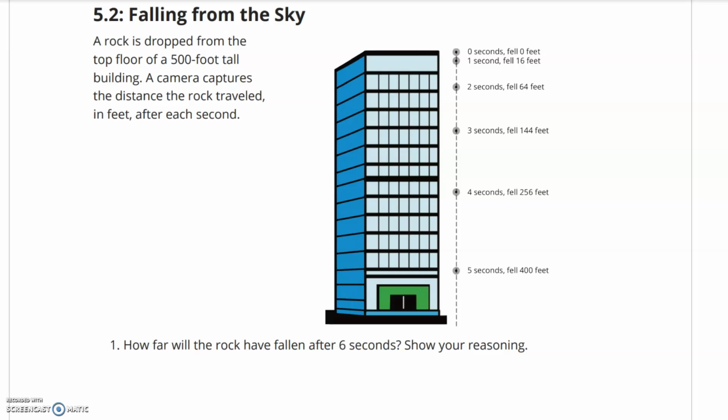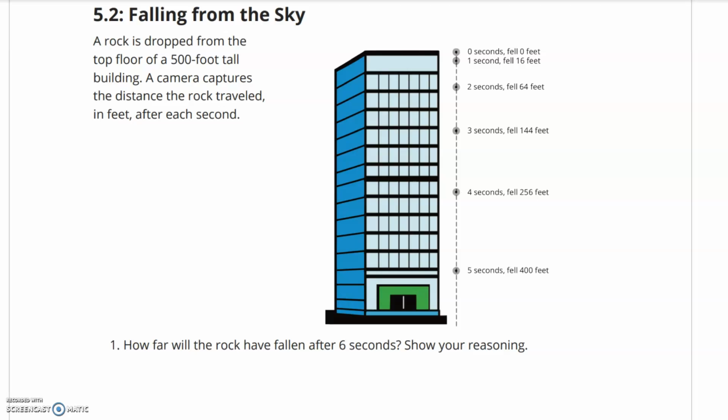A rock is dropped from the top floor of a 500-foot building. A camera captures the distance the rock traveled in feet after each second. So the question we want to answer is how far will the rock have fallen after 6 seconds? And we want to show our reasoning.